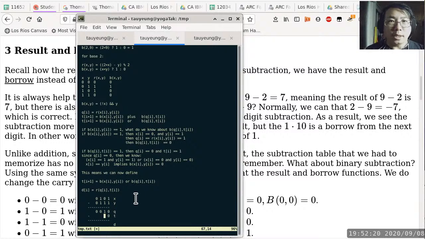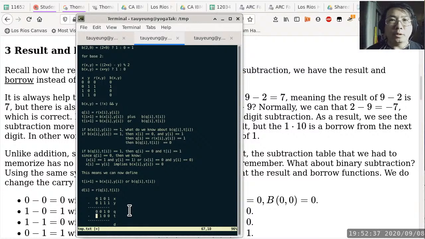So we end up with a 0 over here. Now we work on T2. T2 is asking, do we have a borrow when we subtract 1 from a 0? Okay, when we subtract y from x? The answer is yes. So we can put a 1 over here.